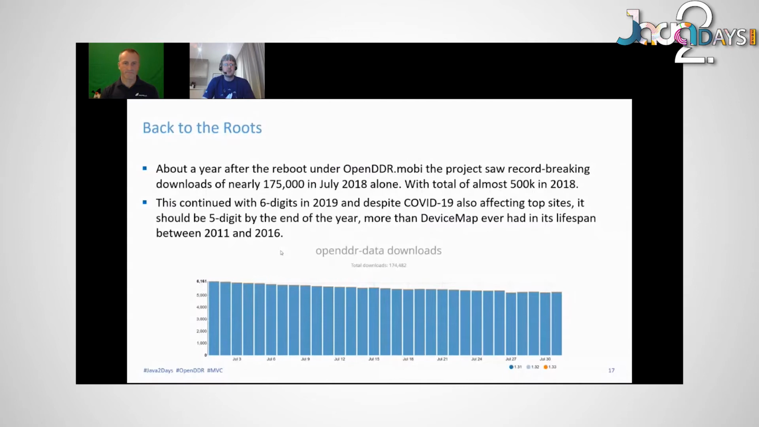This year, because some of the main power users moved to something else, like using CSS, there have been a bit fewer downloads, but they're still solid, and it should be somewhere in the 5-digit region by the end of this year. And as long as it continues like that, it has never been that successful when it comes to downloads while it was DeviceMap at Apache. There we had sometimes no more than triple digits each year.